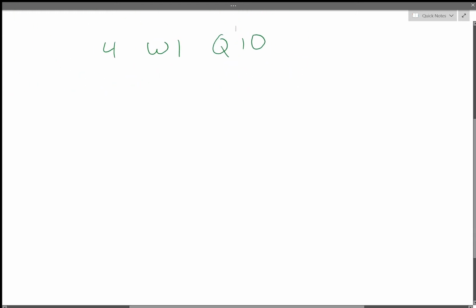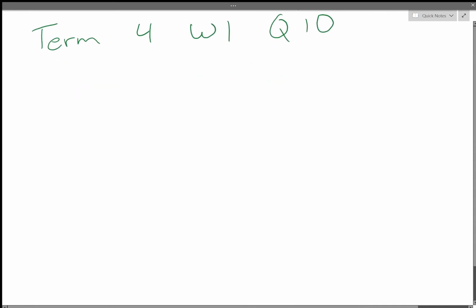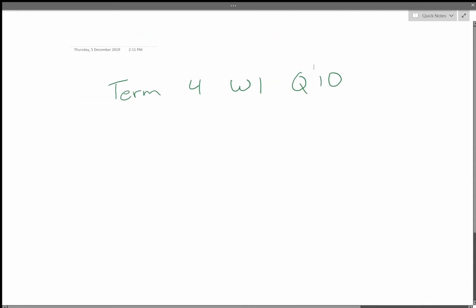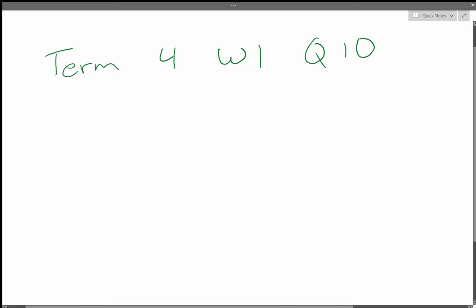So in this video, we're going to go through term 4, week 1, question number 10. Okay? So, as always, read the question first. Robert had to pick a box of chocolates, and all that was on the box was an equation to show how many chocolates are there in the box. Which box should he pick to get the most amount of chocolates?